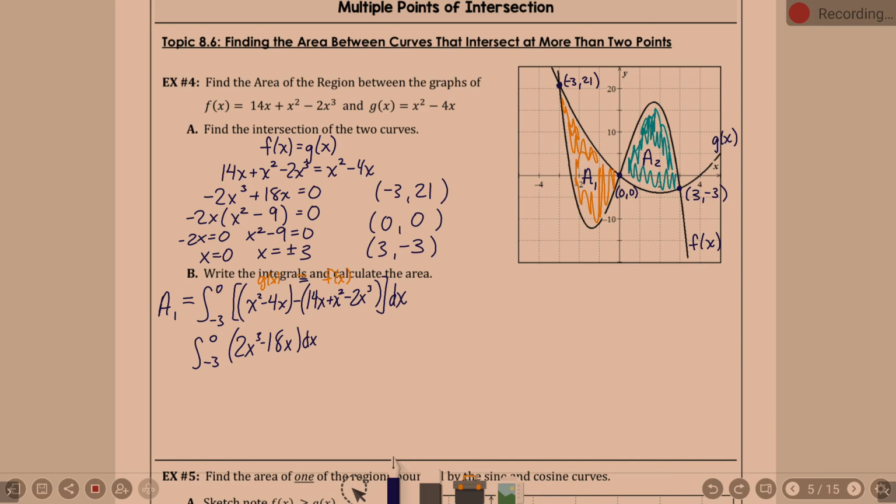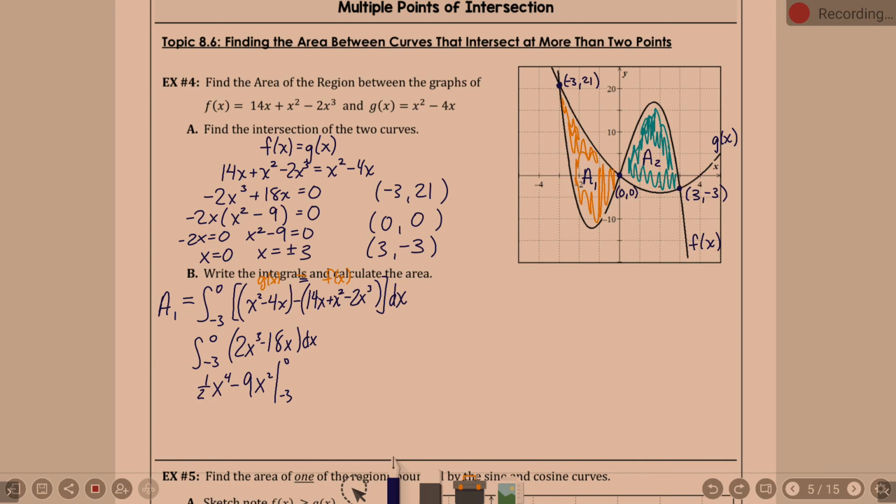Okay, so this is what A1 is going to be. Let's integrate. Add 1 to the power. Divide by the new power. Evaluate from -3 to 0. Did I do that right? I guess you guys will yell at me if I didn't, hopefully.